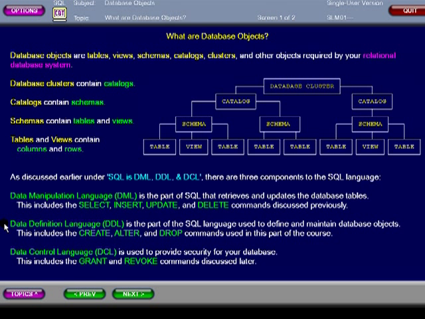Data Definition Language, or DDL, is part of the SQL language to define and maintain database objects. This includes the create, alter, and drop commands used in this part of the course. Data Control Language, or DCL, is used to provide security for your database. This includes the grant and revoke commands discussed later.